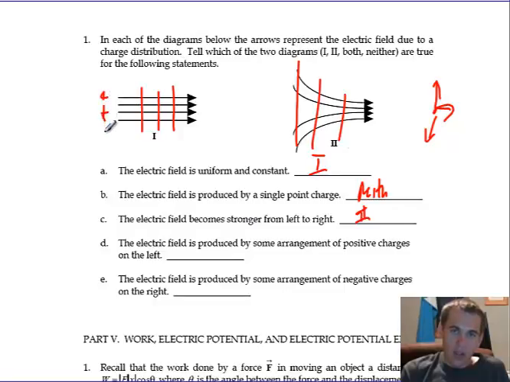The electric field is produced by some arrangement of positive charges on the left. Well, if these are positive, electric field lines should point away. They do. If these are positive, electric field lines should point away. They do. So both, 1 and 2. The electric field is produced by some arrangement of negative charges on the right. Well, if there are negative charges, they should point towards. They do. So again, both.